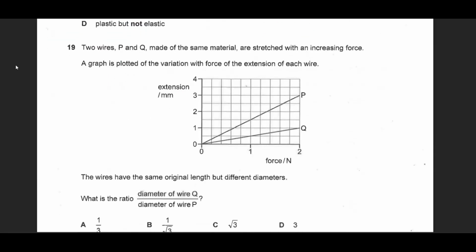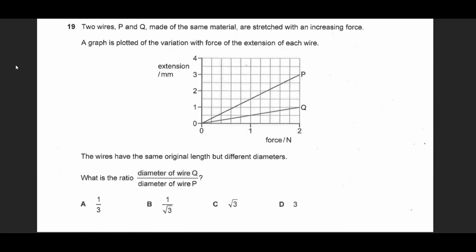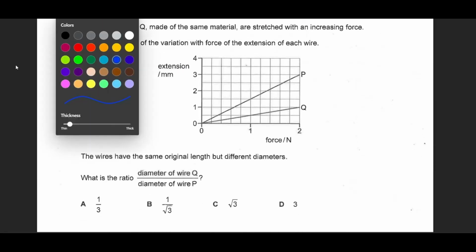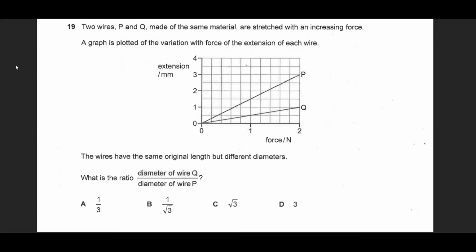All right. Question number 19. This question requires a bit of mathematics, but don't worry. We're going to single out all the formulas and variables. Let's see. He says we have two wires P and Q made of the same material, increasing force, and so on. And if the material is same, then the Young modulus will be exactly the same. And the graph is plotted. Okay, fine. The wires have the same original length. Again, another hint, but with different diameters. Okay, fine. He says, what's the ratio of diameter of Q to P?